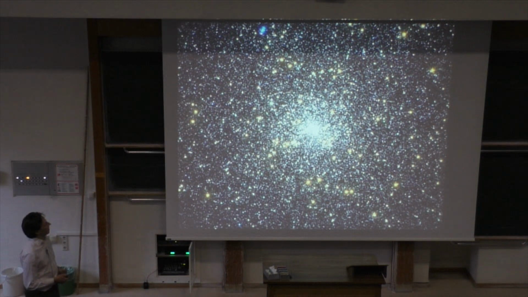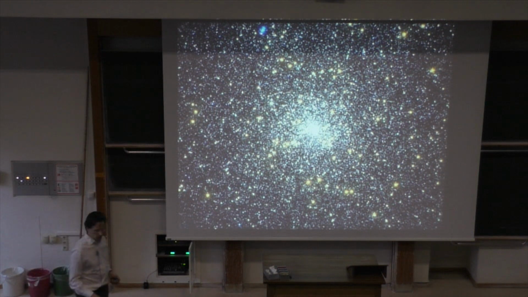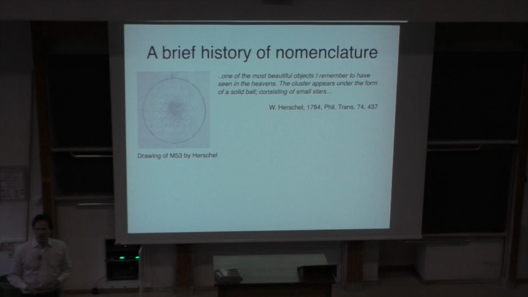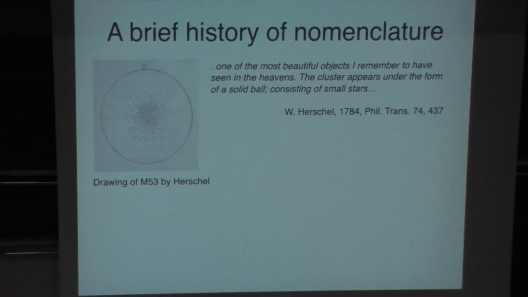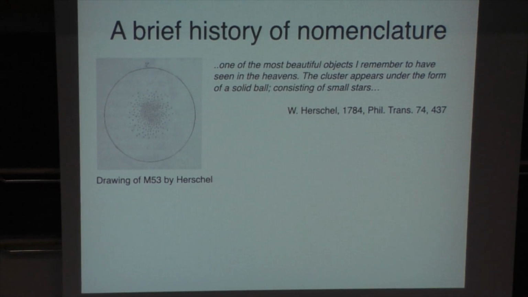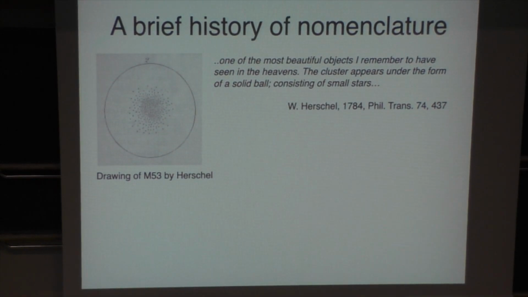Okay, M15. I want to dwell a little bit on the terminology. Why do we actually use the word globular clusters? And so that also goes back to Herschel. And if you read Herschel's early papers, he doesn't actually talk about globular clusters, but he made this drawing of M53 that was also included in Messier's catalog, right? And he mentions that this cluster is one of the most beautiful objects that he has seen in the heavens, and he refers to it as a solid ball consisting of small stars.